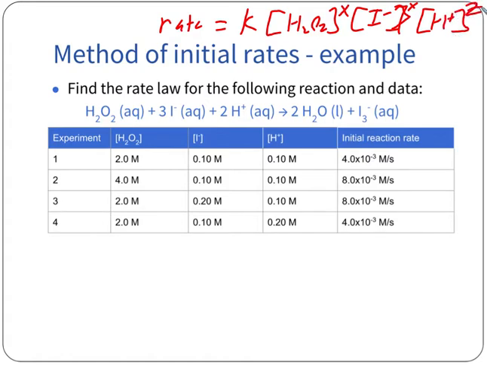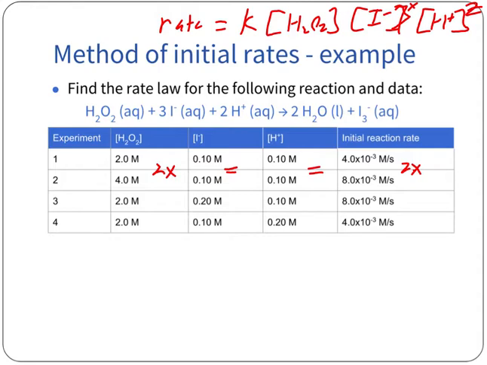All right, so now we've got to figure out what is X and what is Y and what is Z. So first one here, let's take a look. Looks like we kept I the same from experiment 1 to 2, have H plus the same from experiment 1 to 2, but we did double H2O2, and we doubled our concentration of H2O2, the reaction rate doubled. And so that means that the order with respect to H2O2 is going to be 1.